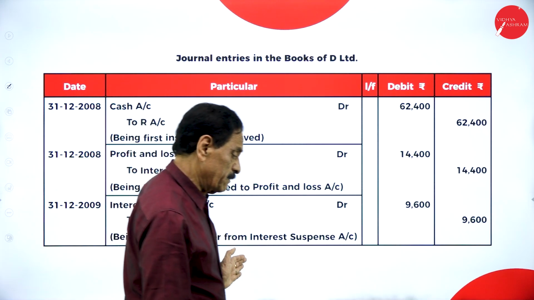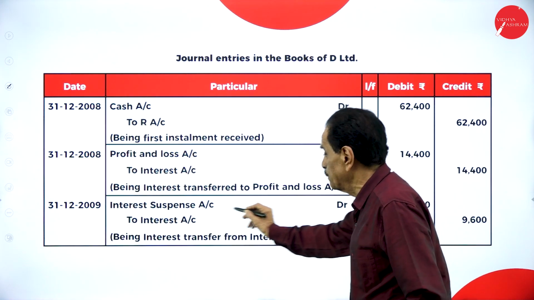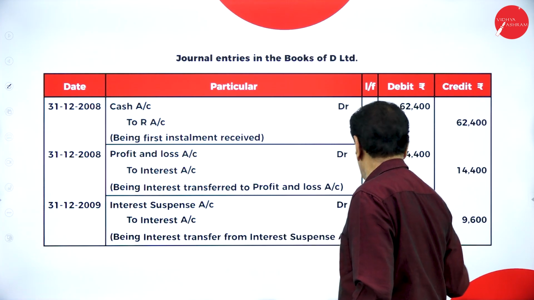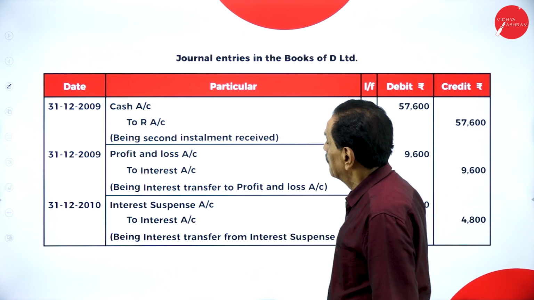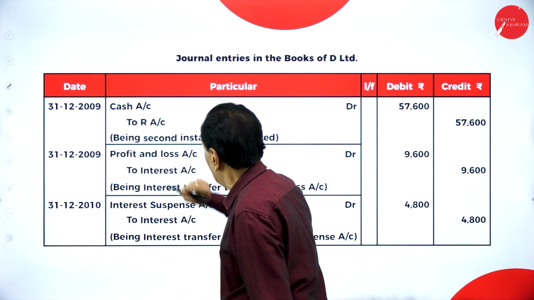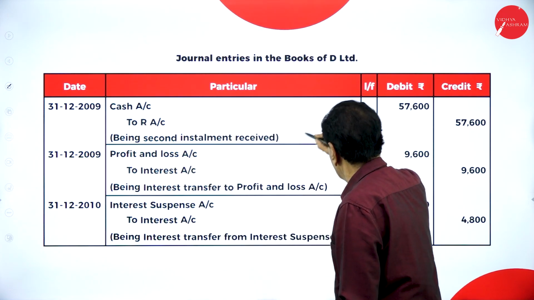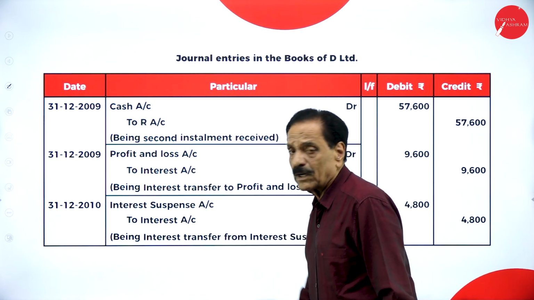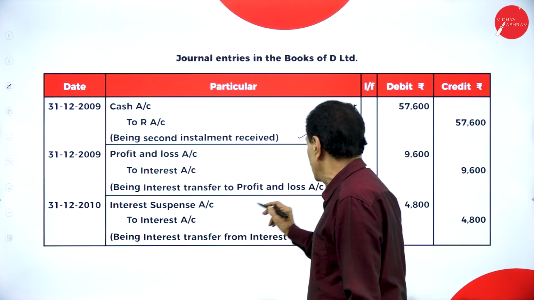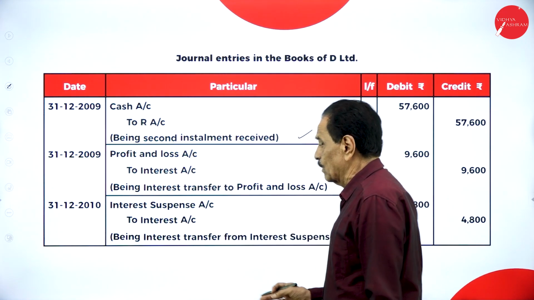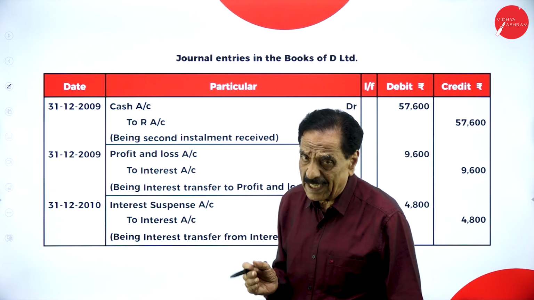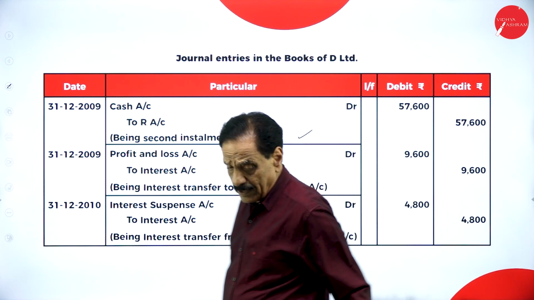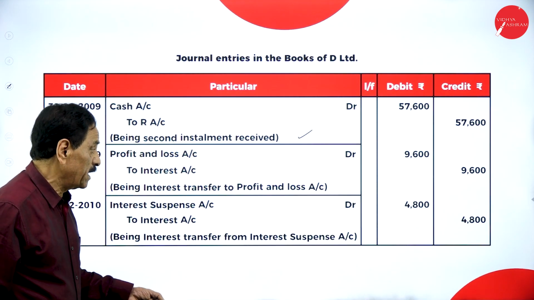Second year starts: interest suspense account debtor to interest account, being interest transferred from interest suspense account. Then we receive cash account debtor to purchaser account, being second installment received. Then transfer entry, profit and loss account debtor to interest account, being interest transferred to profit and loss account. So that goes in favor of second year. Third year, interest suspense account debtor to interest account. This goes in favor of third year.